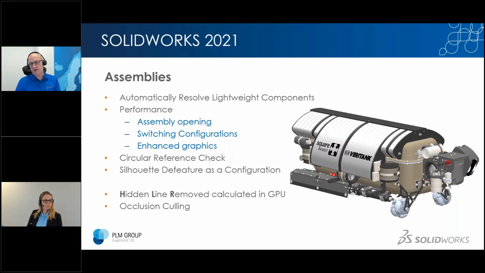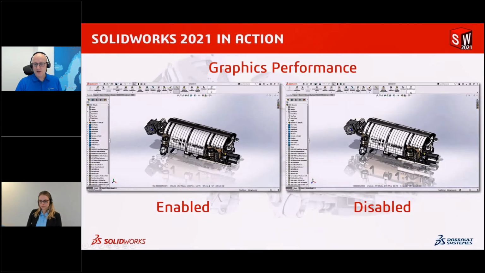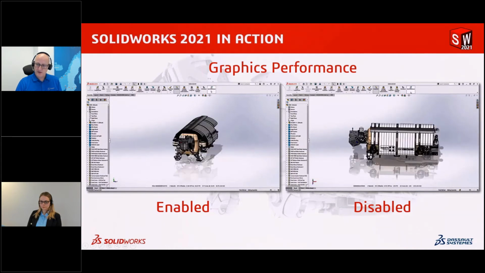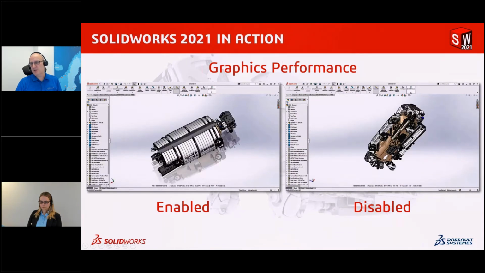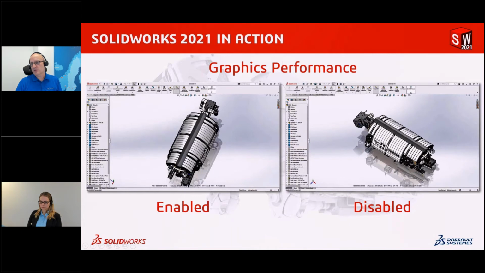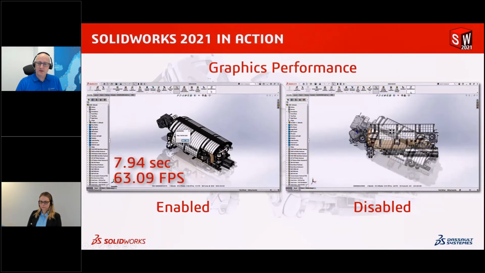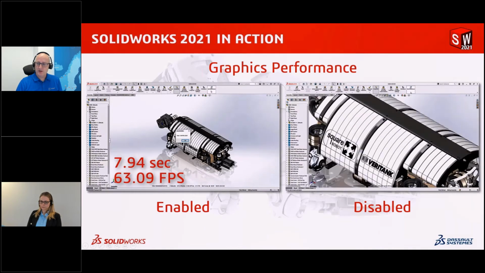And these news are all making it more smooth to interact with models on the screen. So the first improvement is something called graphics performance. It's a setting that was introduced in SOLIDWORKS 2019, I think it was, and this is now enabled by default in SOLIDWORKS 2021.